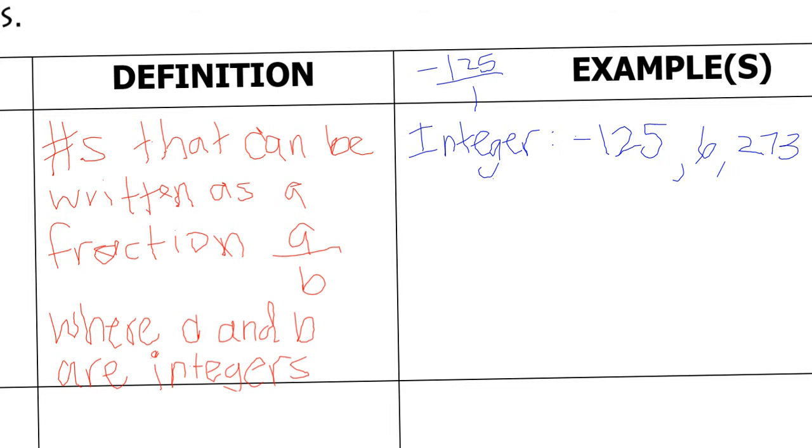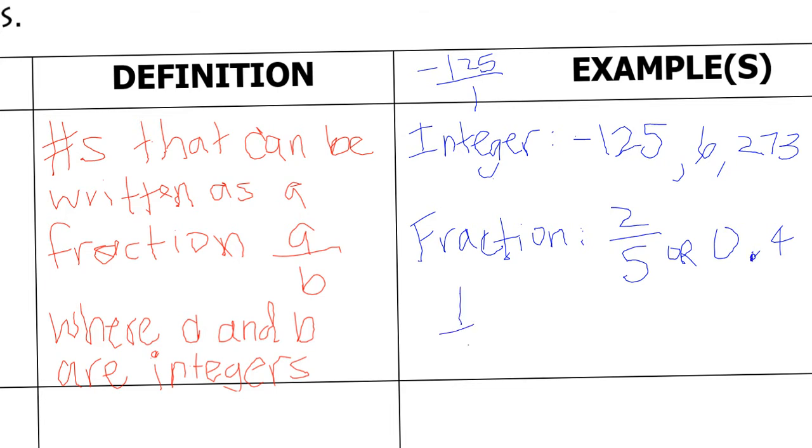Other examples of rational numbers are fractions. Any number that can be written as a fraction. So 2/5, which is 0.4. So 2/5 or 0.4, that means the same thing. Another example is 1/8, that's the same thing as 0.125. Okay, so 1/8 and 0.125 and 2/5 and 0.4 and 6, those are all rational numbers.